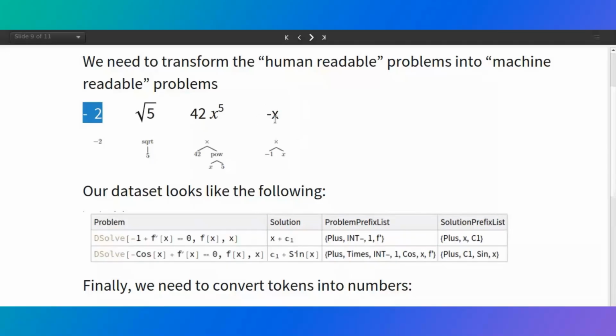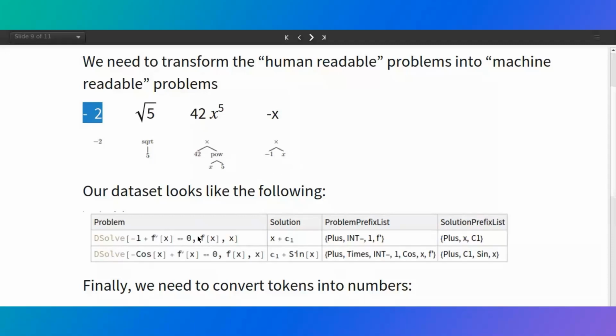And so on. For example, minus X can be represented by the operation multiplication. And then you have as arguments of the multiplication, -1 and X.